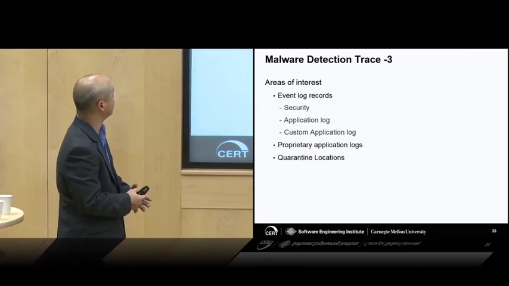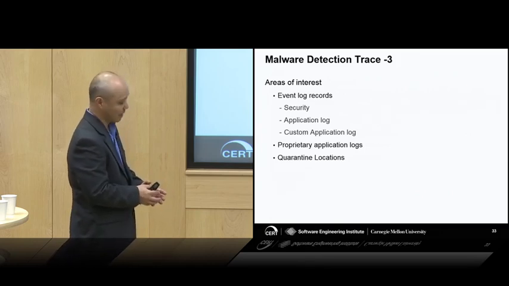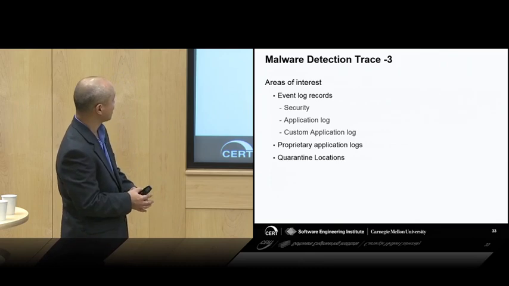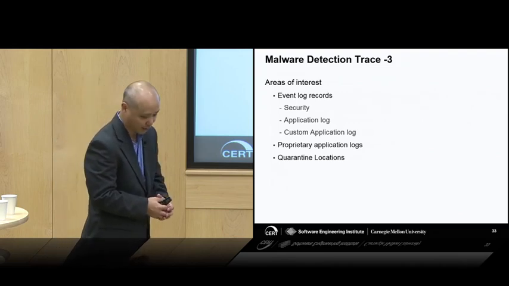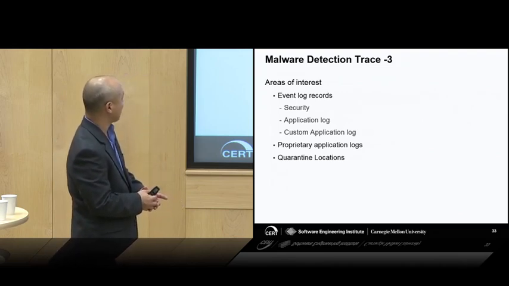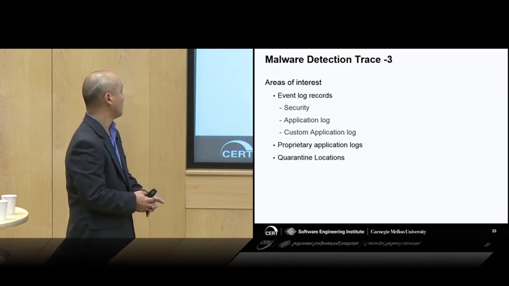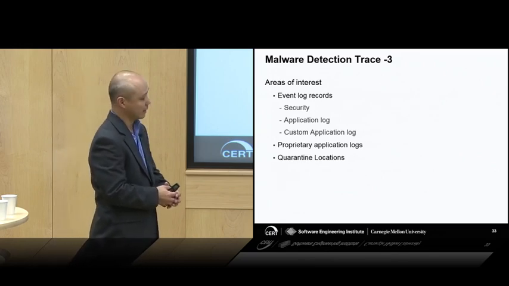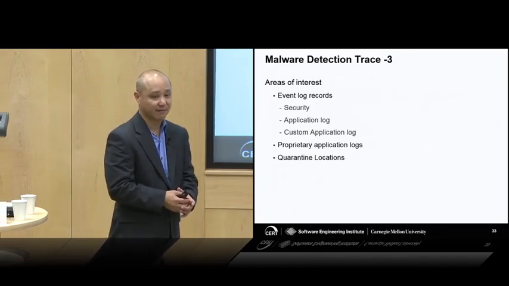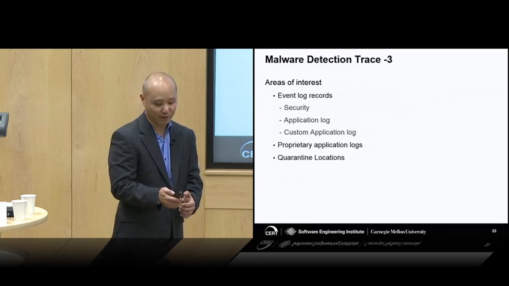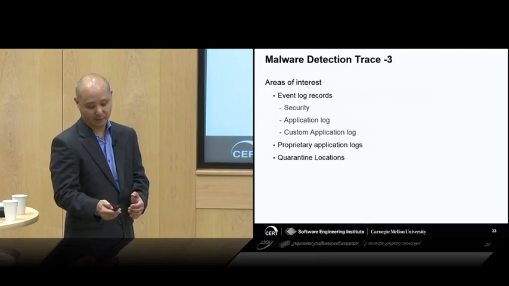Okay, and then areas of interest, again, the event log records. You'll get indications in the security application log and custom application log if you have malware that triggers. And then there are proprietary application logs depending on the security system that you have running on your system. And then quarantine locations as well, right, where McAfee or Avast or AVG puts any files they find that they think are questionable and they quarantine them. You might want to go look there as well to see if there's a copy of something that's a part of the incident.